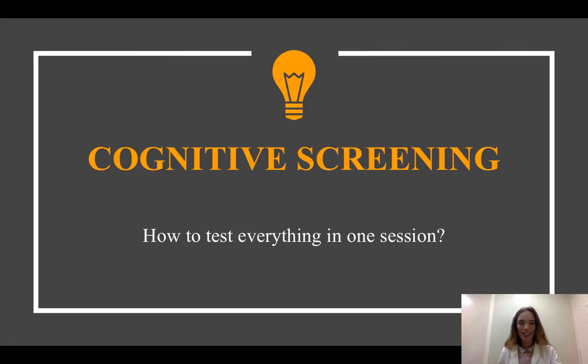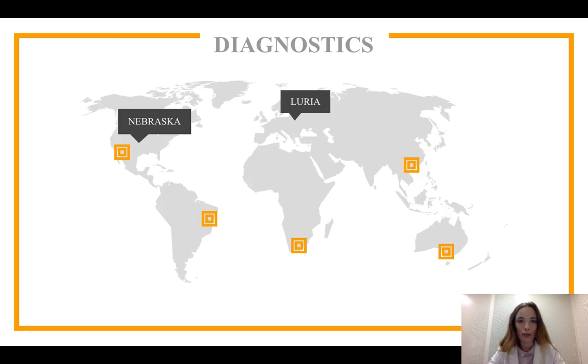Now I presented a very broad outline of main cognitive domains which could be described in the neuropsychologist's report. But the question is, if we don't have neuropsychologists, or if we have neuropsychologists but he or she cannot explain everything for us, how can we use cognitive screening, how can we test everything in one session, because there are so many different cognitive functions.